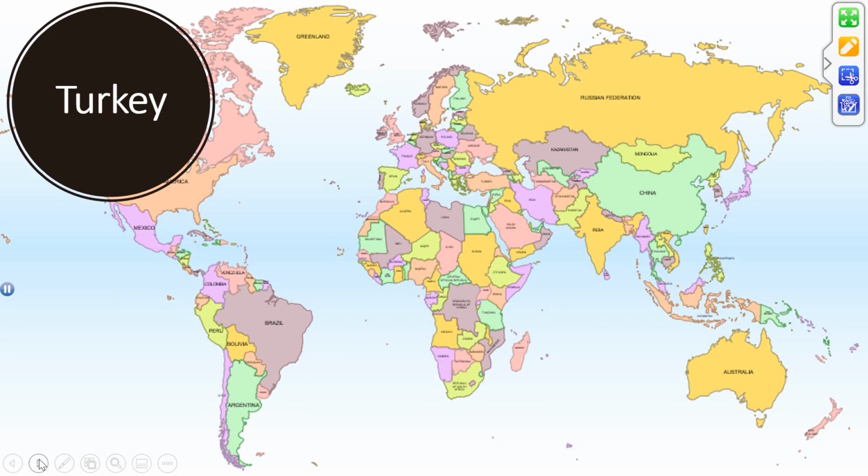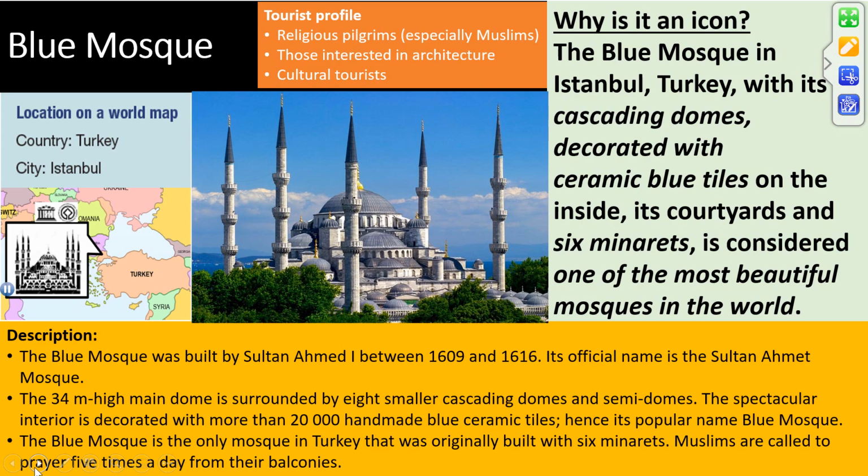The next destination on today's list of places to visit is in Turkey, and if you take a look there, you will see where Turkey is on the world map. And the destination that we will be visiting in Turkey is the Blue Mosque.